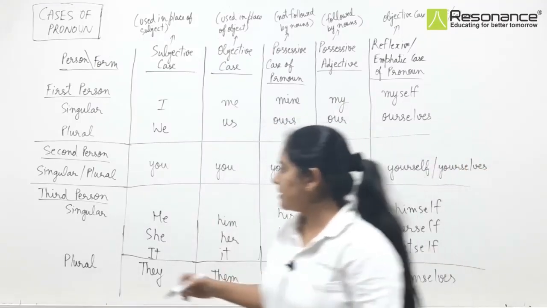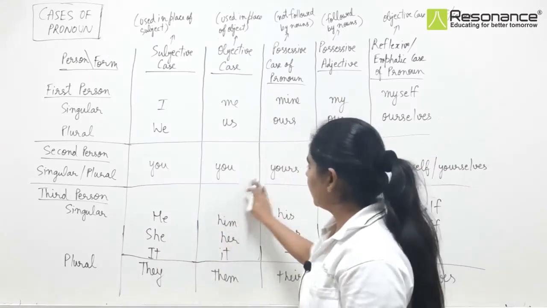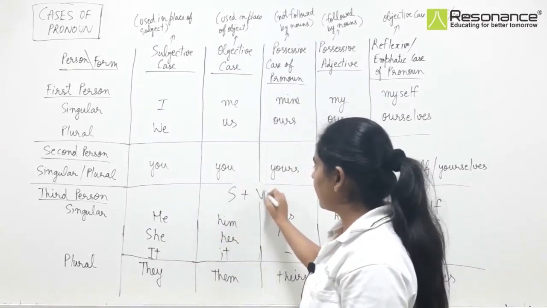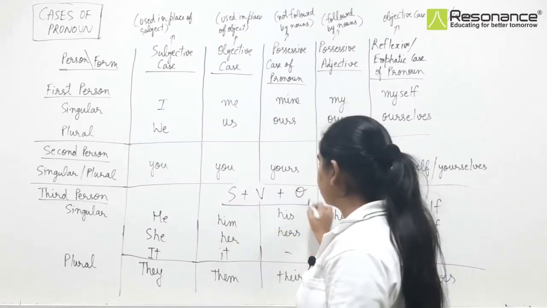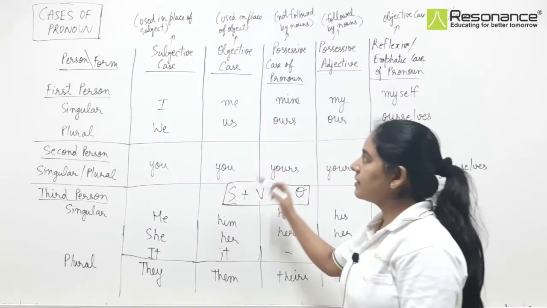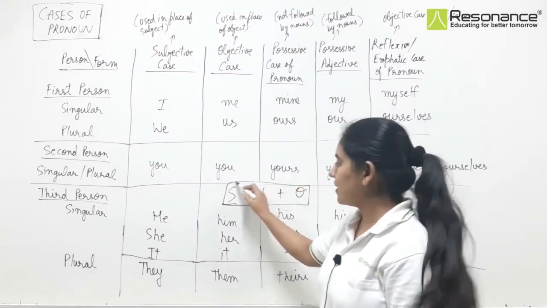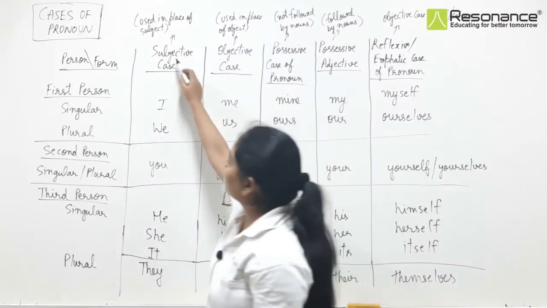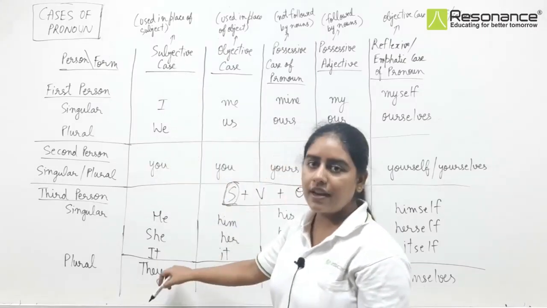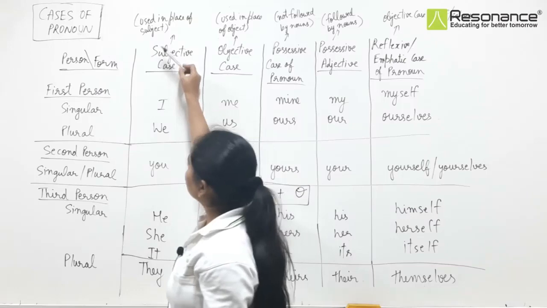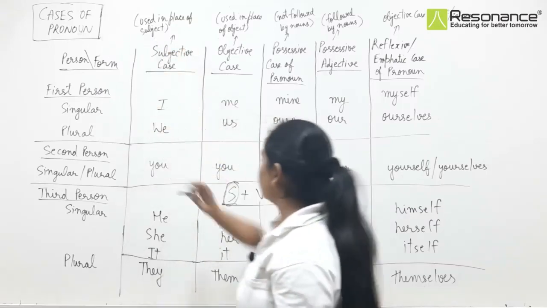The first part is subject, the second part is verb, and the third part is object, right? So a sentence has these three parts. When we are using a pronoun in the place of subject, then we will use the subjective case of pronoun. That is I, we, you, or as the case may be. So the subjective case is used in place of the subject in a sentence.